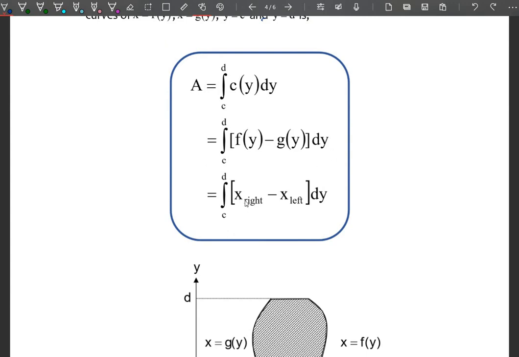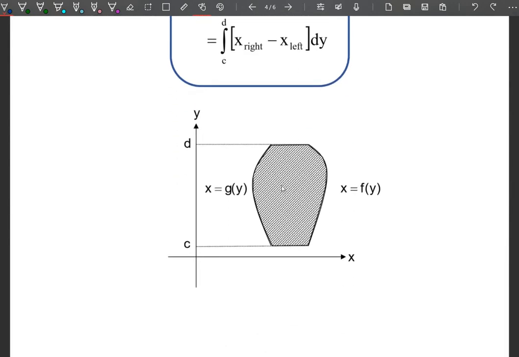So the function here should be x right minus x left. As you can see, in the previous video it was written as y top minus y bottom, right? So this one is x right minus x left because the functions need to be written with x as the subject. Okay, let us see this figure.